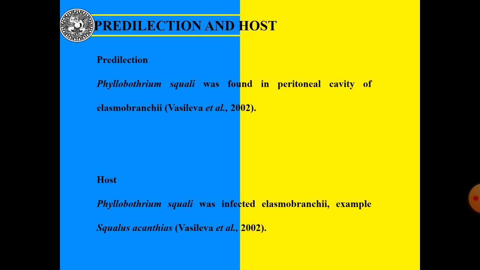The predilection site of this species is the peritoneal cavity of elasmobranchs. The host of Phyllobothrium squali is the elasmobranch Squalus acanthias.